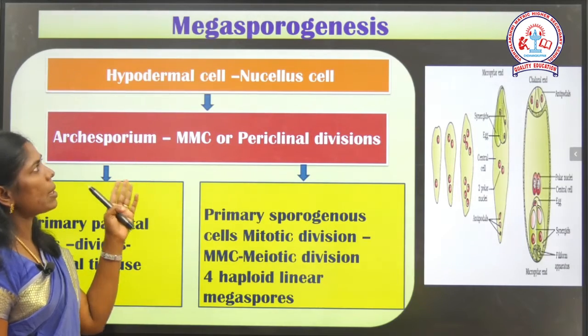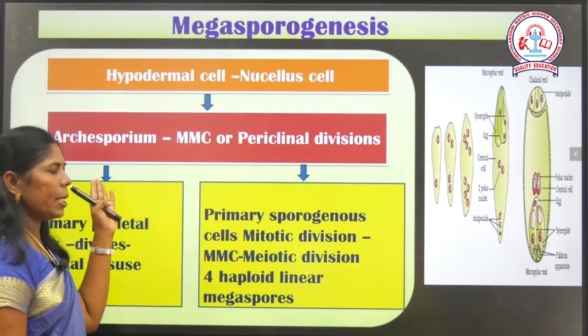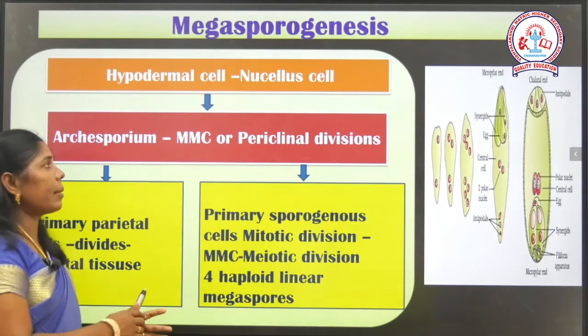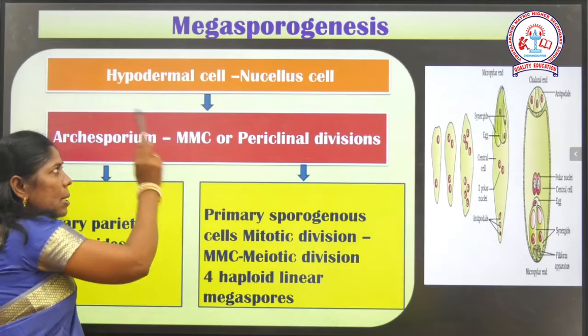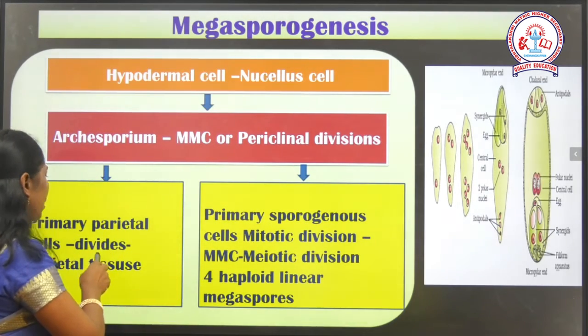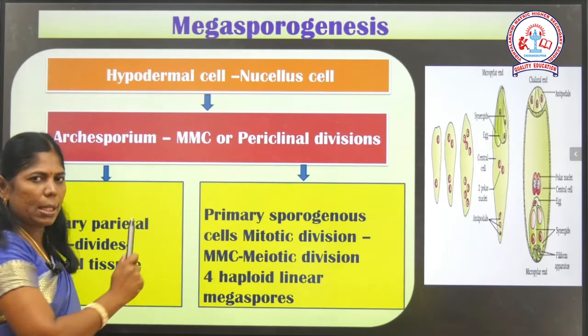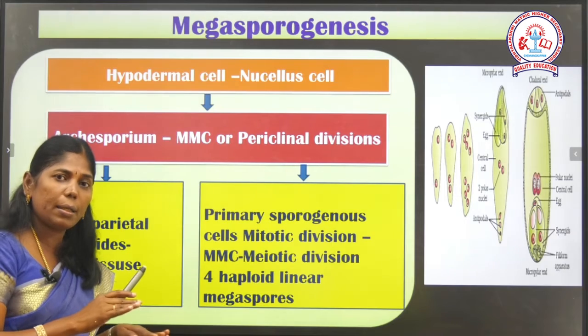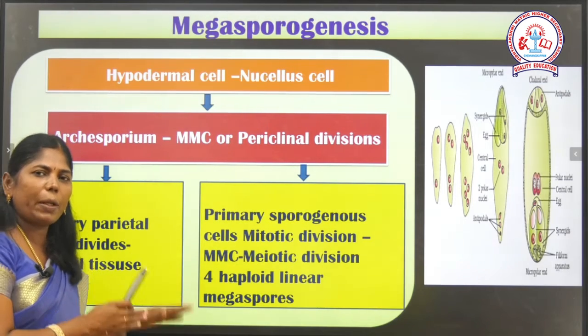The hypodermal cells of the nucellus form the archisporium. It may directly act as the MMC, the megaspore mother cell, or it may undergo periclinal division to form primary parietal cells and primary sporogenous cells. The primary parietal cells do not form 3 layers, like in microsporogenesis.